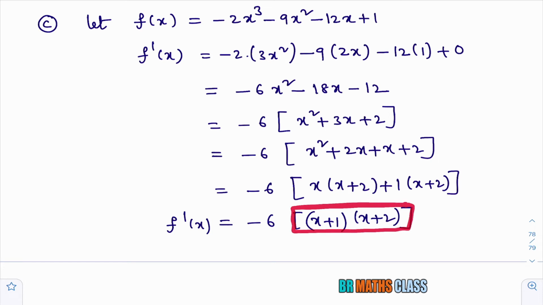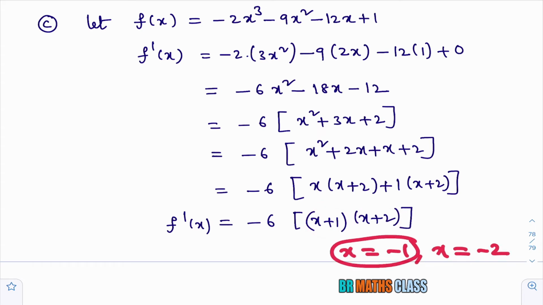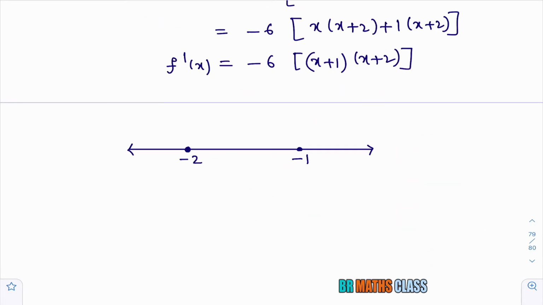So, to identify for what values of x this expression is positive, as per Wavy-Curve method, I'll equate this to 0. Then I'll get x plus 1 equal to 0, x plus 2 equal to 0. That means x equal to minus 1, x equal to minus 2. I'll mark these two on the number line. Please observe this carefully. As per Wavy-Curve method, in the rightmost corner we'll write plus and then we'll write alternate symbols. Correct? Good.